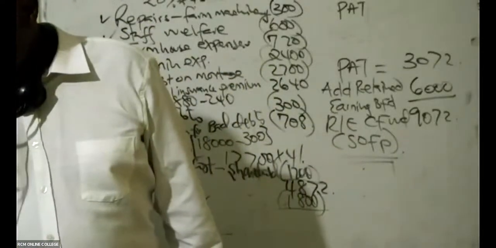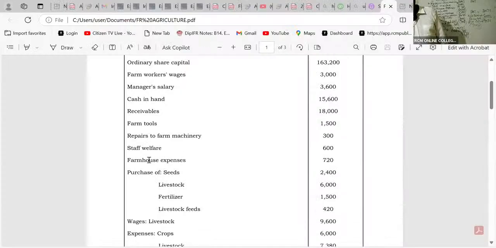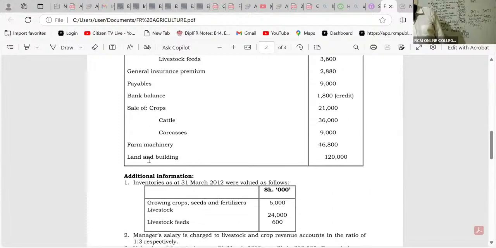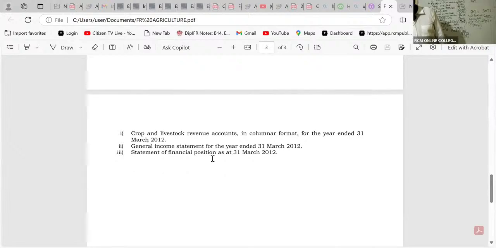Then if you allow me, I will put the last section of this question. The last section of this question is not tough at all. I like the balance sheet because balance sheet has so many free marks. Statement of financial position as at 31st March 2012.